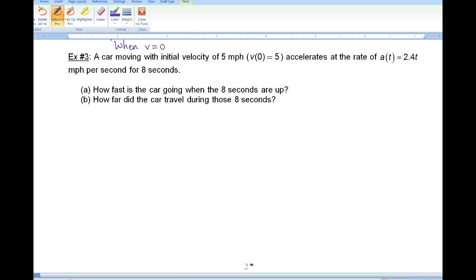All right, next one gets a little more complicated. So a car is moving at an initial velocity of 5 miles per hour. So here's my initial velocity. And it accelerates at 2.4 t miles per hour per second. Remember, acceleration is like per unit of time per unit of time. From 0 to 8 seconds. So how fast is the car going when the 8 seconds are up? So A, we want to find the velocity after 8 seconds.